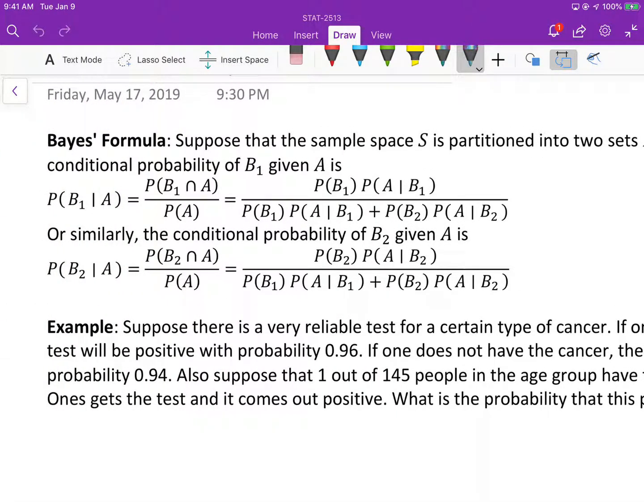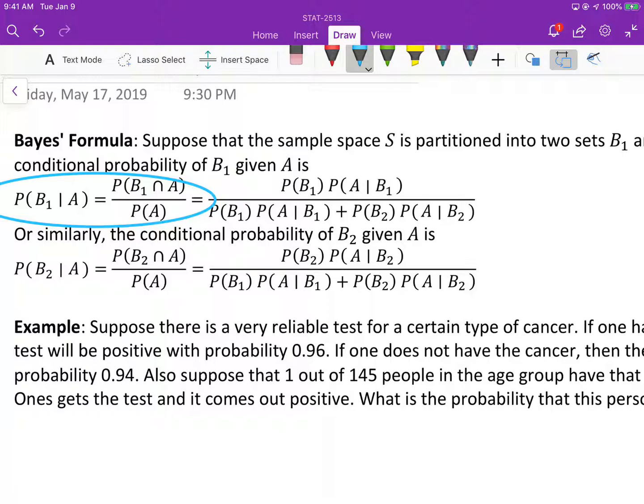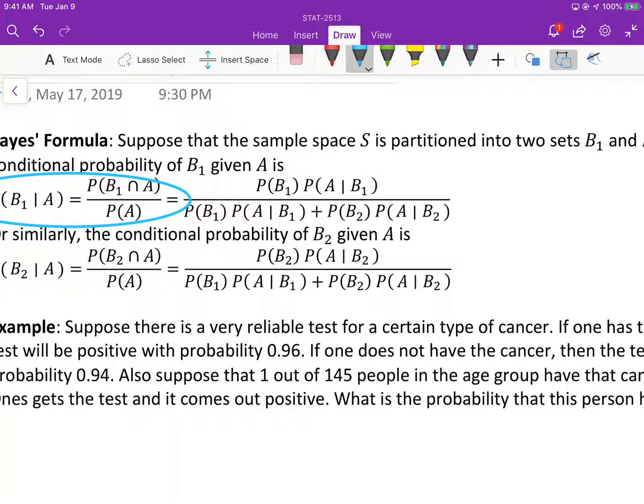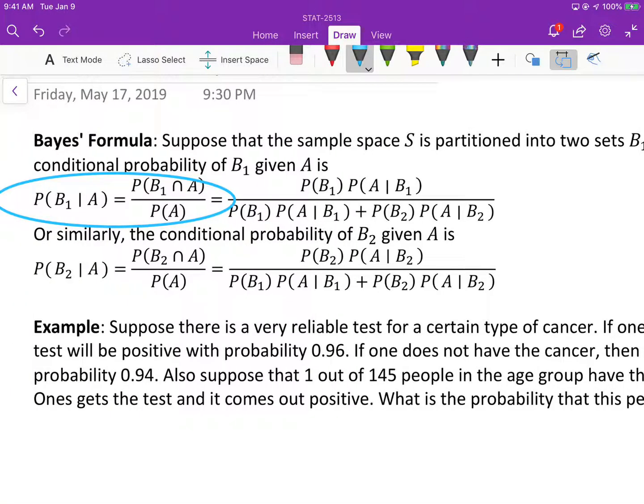In this formula, the first step is just by the definition of conditional probability. For the second part, the numerator, this is the so-called multiplication rule, basically to get the intersection of two sets, right? And for the denominator, we just apply the law of total probability. Similarly, the conditional probability of B2 given A is very similar.